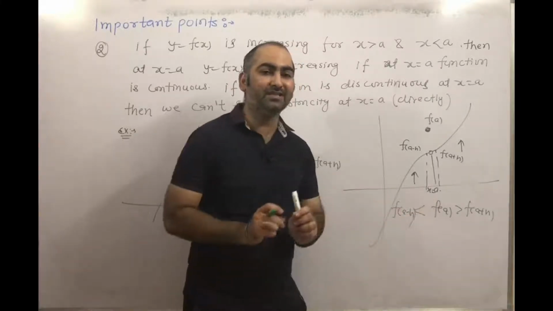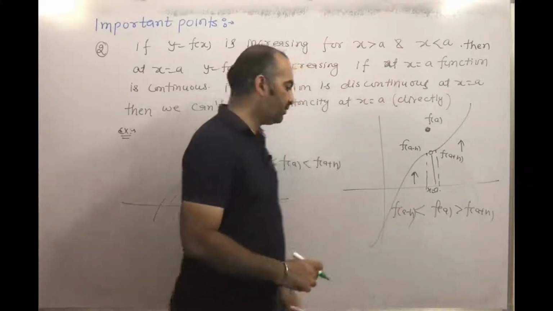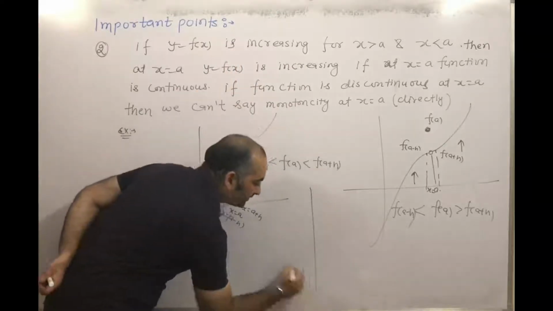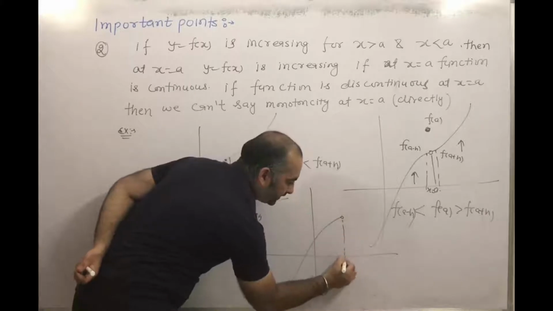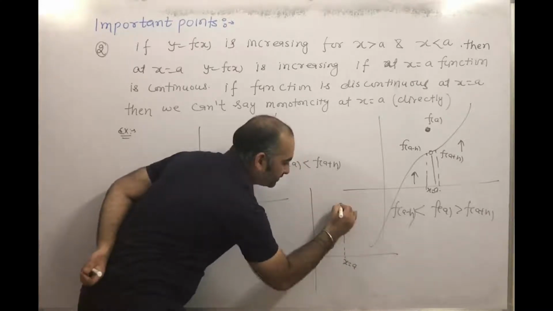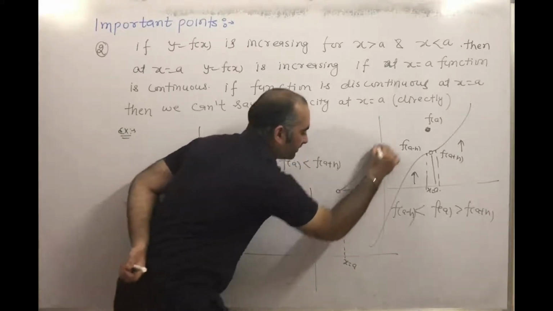So if a function is discontinuous, then we can't say. If I take one more graph, then this graph we can take at x equal to a, then this value will come and it will come like that.